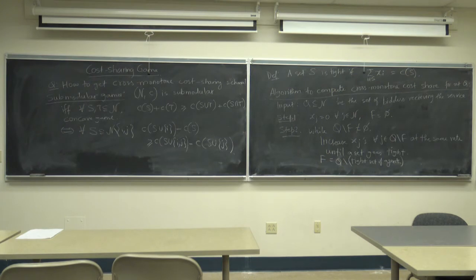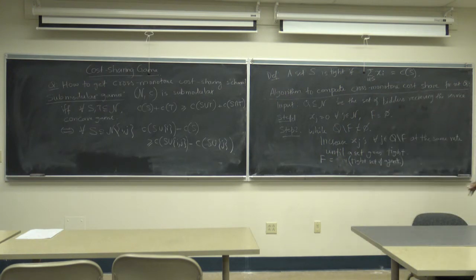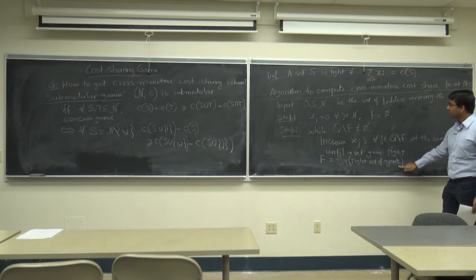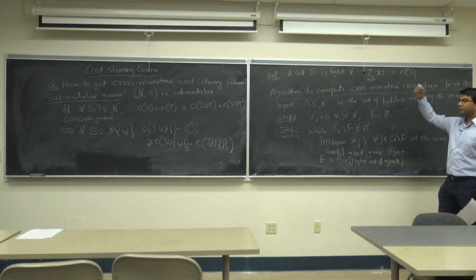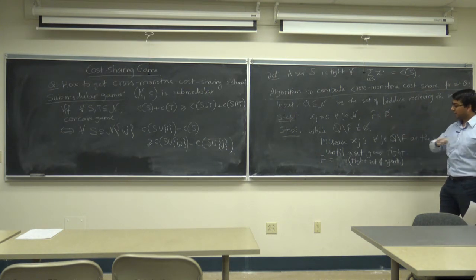Wait a second. No, actually, I think I don't want Q minus. I just want F to be equal to the tight set of agents. So in the first step, I will have a few agents that are tight. In the second step, I'll have the set of tight agents in the first step and the set of agents who have become tight now. And in the third step, I will have all the sets.